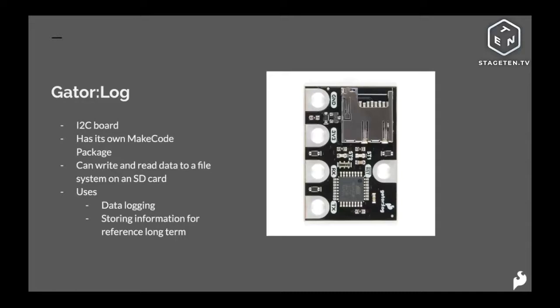And then I can pull the SD card out of that and insert it into something like my Chromebook or my laptop and bring that data into something like Microsoft Excel or Google Sheets and be able to do some analysis and graphing and averaging and things like that. So it's a way for me to store that data long term in a very easy way, programming wise. If I was to do this without a Gator log, it would be rather difficult and time consuming.